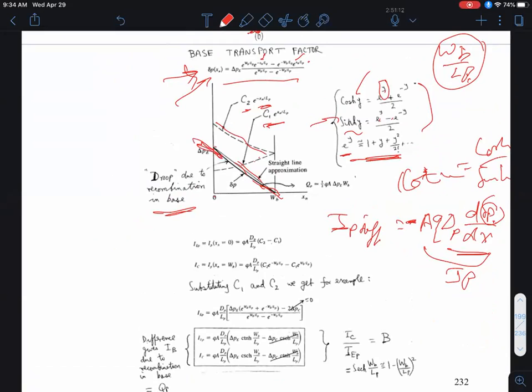Now, if I do that, at this point, what current component am I getting? That is clearly IEP. If I get the gradient at this point, what current component am I getting? That's clearly IC, right?